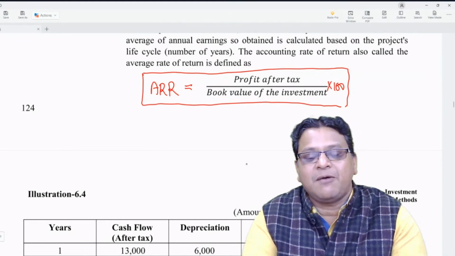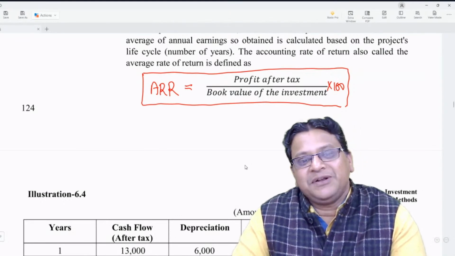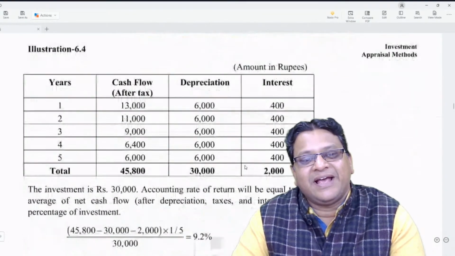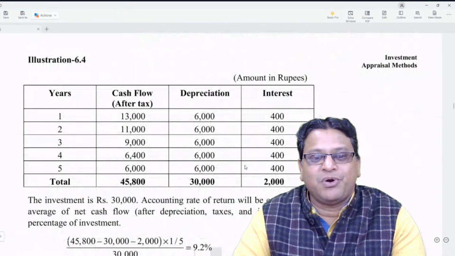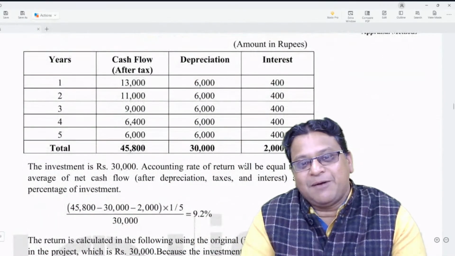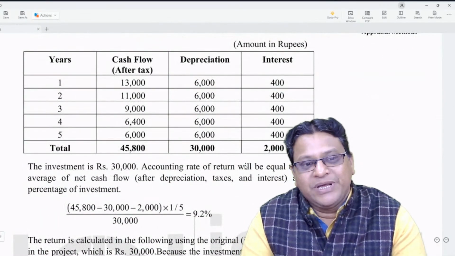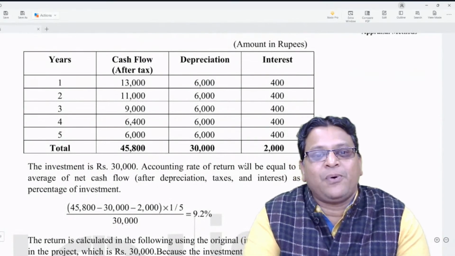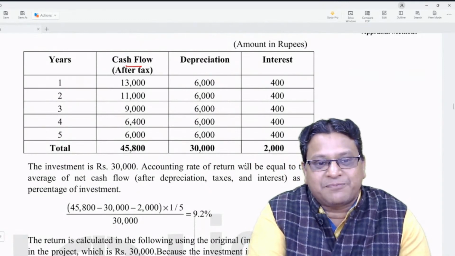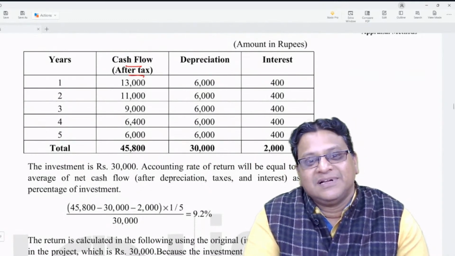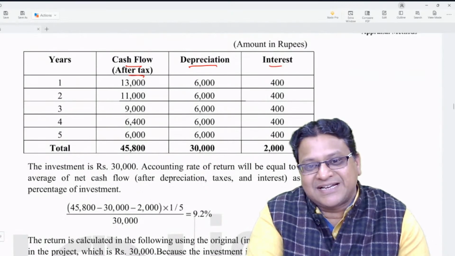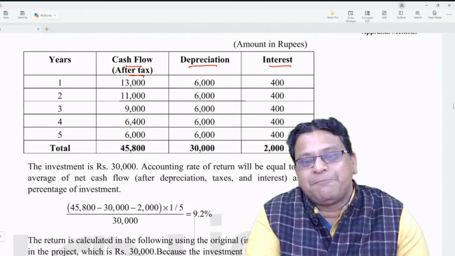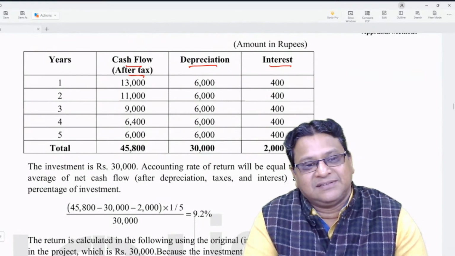So let's take an example to calculate ARR. Then we'll discuss how the decision is taken under the ARR method. Example number 6.4. This is an example in which the life of the project is 5 years. The cash flow after tax is given. Depreciation is given and interest is given. In case of cash flow, we do not consider depreciation and interest.